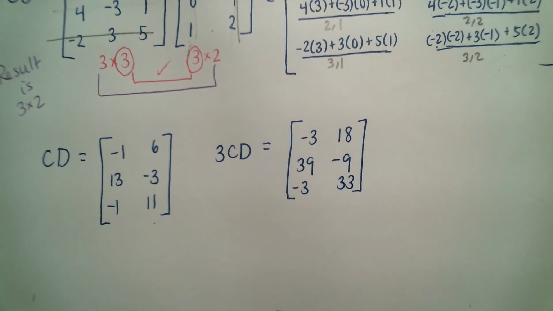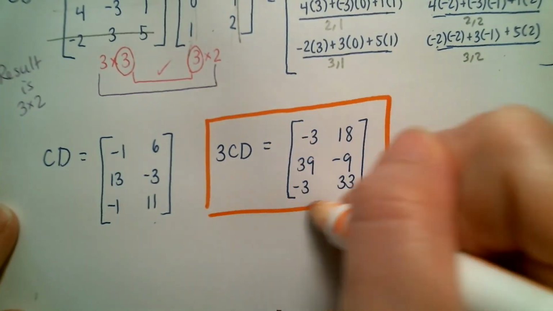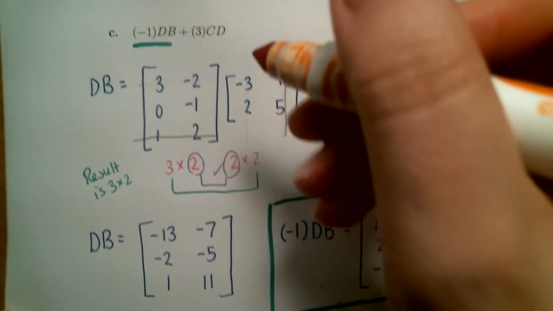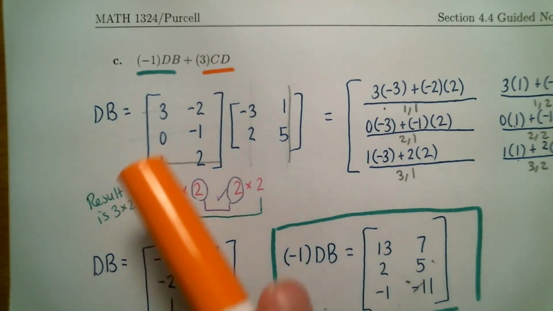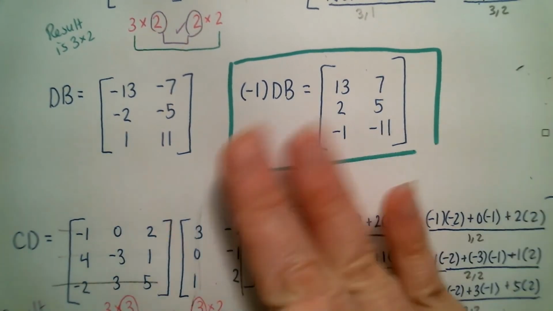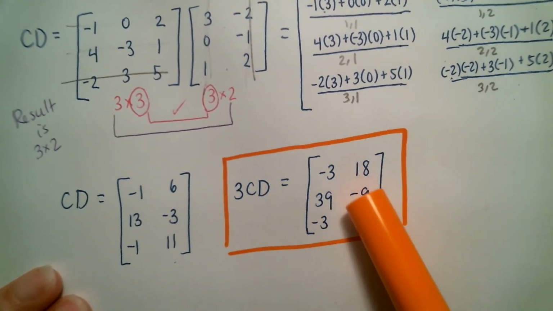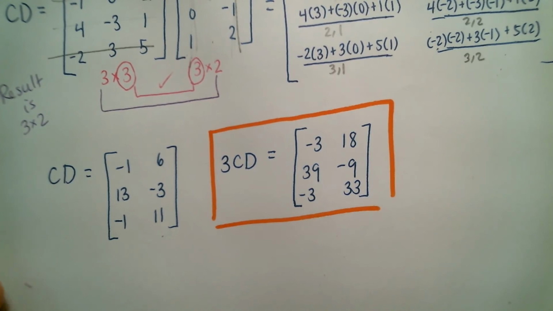Okay, so I will color code this again. I will put this in some kind of orange color. Okay, so here we go. That is this piece. So now we've got the green block, we've got the orange block, and then we need to add the results. You need to take this matrix and add it to this matrix. So let's go ahead and do that, and that will be the final answer.